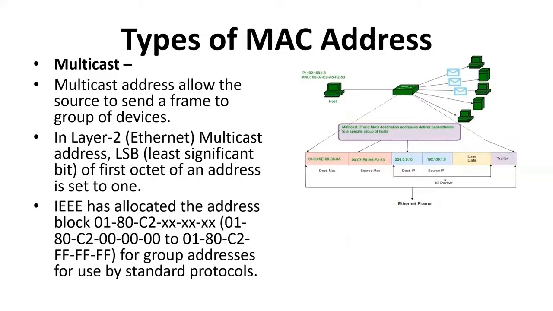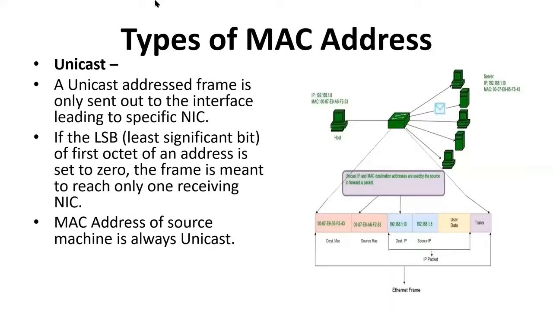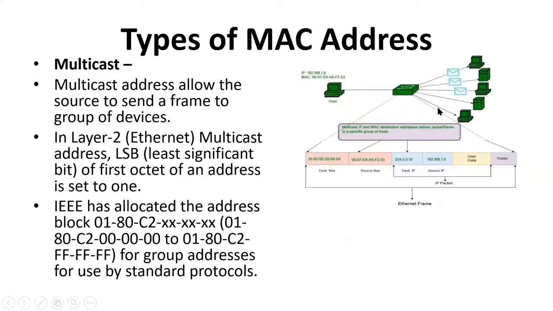Here, if you see, previously it sent a message to only one device. Here, a group of devices receive it at a time. That is multicast. In the right side diagram, there are 3 devices, and it sends the information to the 3 devices.